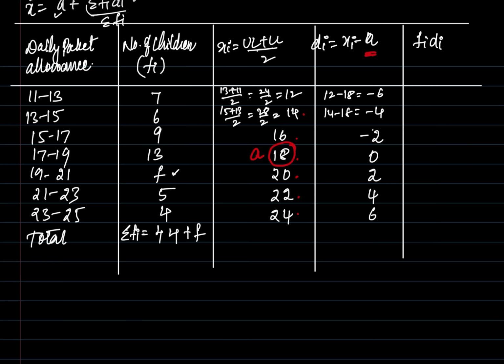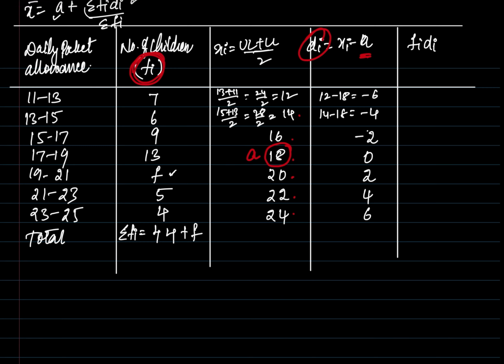Now what you have to do, you have to multiply fi and di. So 7 into minus 6 is minus 42. In the same way, 6 into minus 4 is minus 24. In the same way, minus 18, 0. And here you will get 2 into f. And here you will get 20. And here you will get 24.